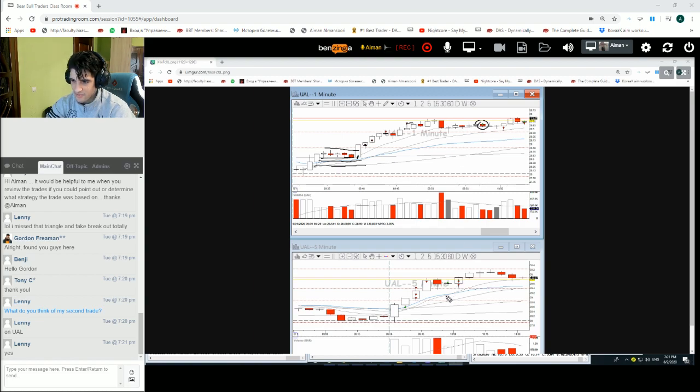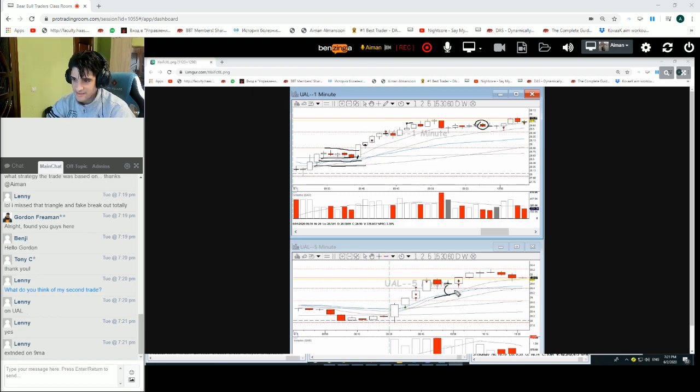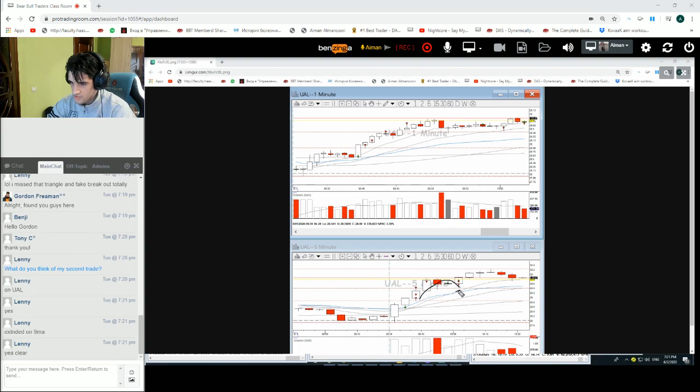But remember, it's far from the 9 on the 5. We usually try to avoid taking ABCD patterns when it's so far from the 9 moving average on the 5-minute chart. We either wait for it to consolidate all the way till it gets to the 9 moving average on the 5-minute chart, bounces, and then we take it to the long side, or we wait for it to pull back, get closer to the 9 on the 5-minute chart.